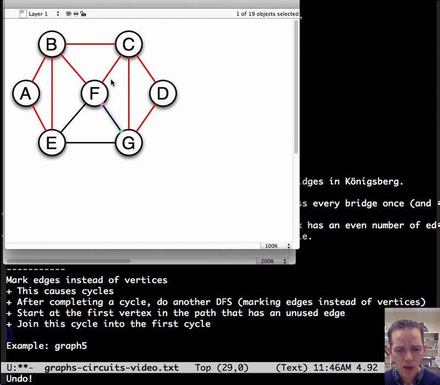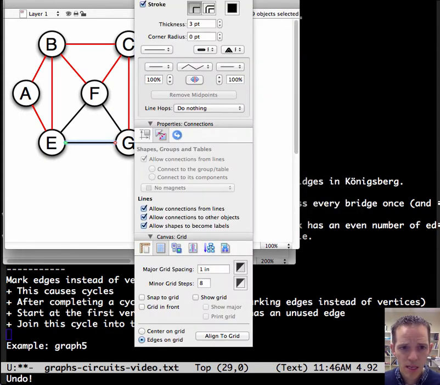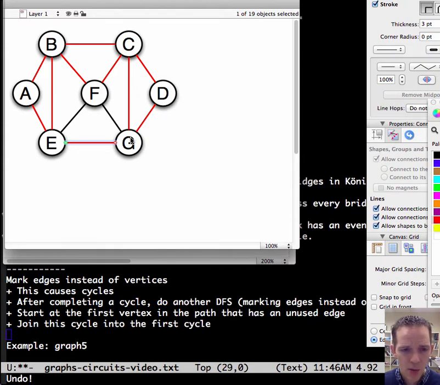So what we're going to do is go to the first vertex in our path that has an unused edge. That would be F. Oh, G is the first one. So we're going to go to G, and we're going to mark this edge as red, and we're going to include it. And then we're going to mark this edge as red, and then this edge as used. So what we've done is we've taken the path that was A, B, C, D, G, C, F, B, E, A, which is an Euler circuit.